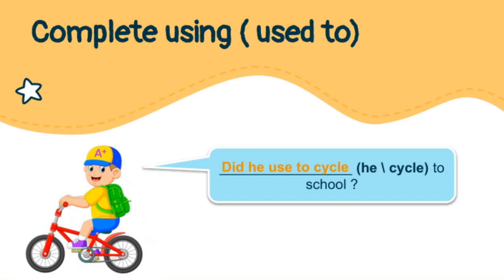Did he used to cycle to school? That's a great question. When we talk about past habits, especially things that used to happen regularly, we often use the phrase used to. So in this case, we're asking if cycling to school was part of his routine before. The full question would be, did he used to cycle to school? This structure helps us clearly express past habits or actions that no longer happen now. Remember, used to is a key phrase for talking about things that were true in the past but aren't anymore.